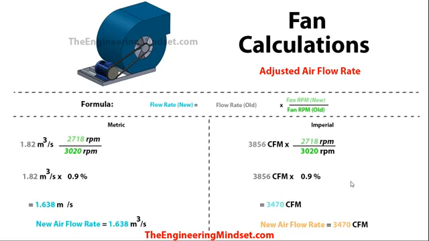So we can then stick these figures in. So we know what the old flow rate was and what the adjusted RPM is going to be in the original RPM. So we'll stick these all in, and this will bring us down, obviously, to another ratio, and we can multiply that out, and that'll bring us to 1.638 meters cubed per second. There should be a cube there, or 3,470 cubic feet per minute.